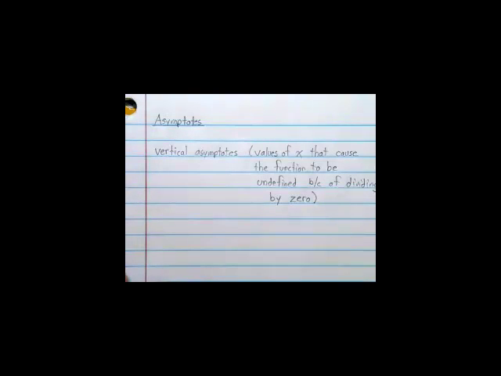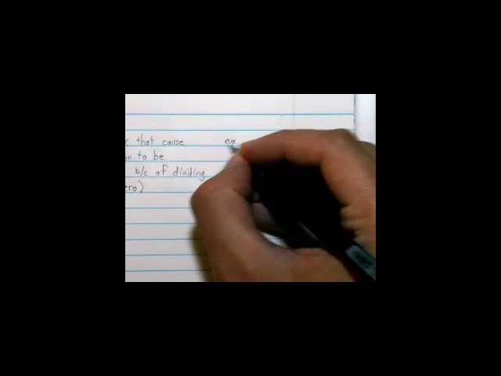So I guess a good example of that would be like f of x equals 1 over x. Okay? This particular function has a vertical asymptote. What value of x is going to cause this to be dividing by 0? 0. So this has a vertical asymptote at x equals 0.